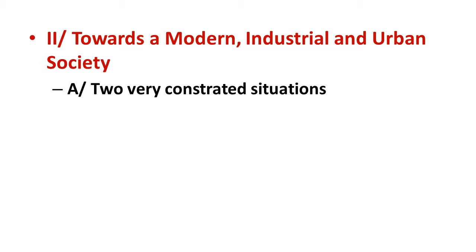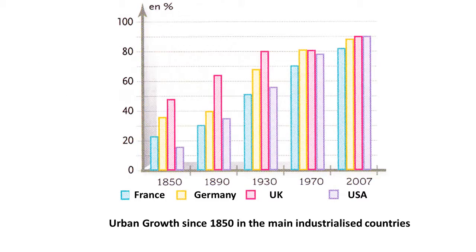And so again, let's have a look at these two very contrasted situations. On this graph, the data is about the urban rate in each country, which means the percentage of people living in cities as opposed to people living in the countryside. And we see on this graph that by 1850 the United Kingdom was already about to reach the level where half of the population lived in cities and not in the countryside.